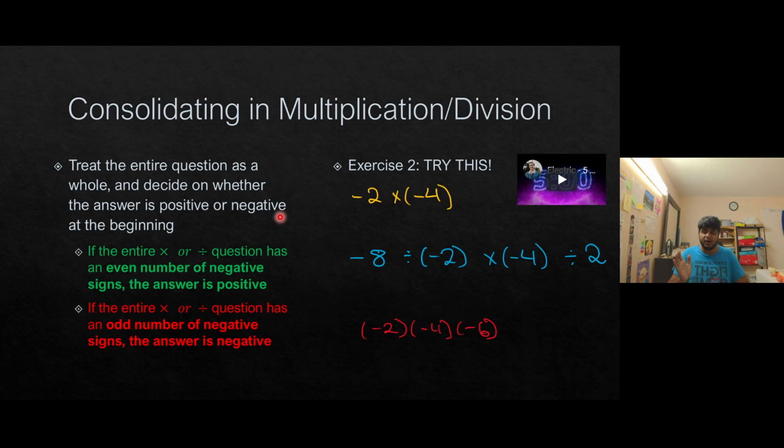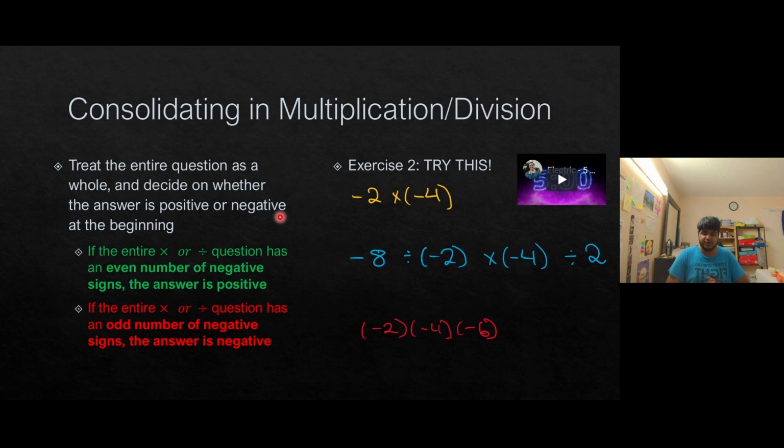If the entire multiplication or division question has an even number of negative signs, the answer is positive. Again, because a negative and a negative make a positive, and no matter how many times we repeat that, as long as it's an even number of negative signs, we end up with a positive answer. So negative negative is positive, negative negative is positive, negative negative is positive, and we can keep doing this, right? As many times as we want. The only thing is that both of the signs have to cross out, so that's what gives us the positive sign at the end of the day.